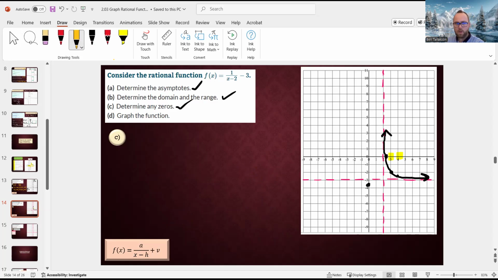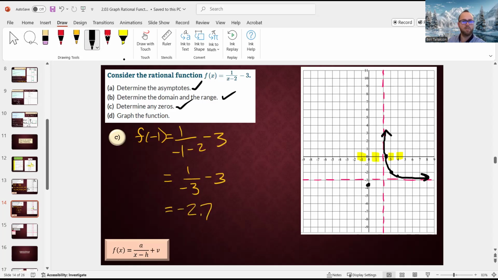Okay, I'm gonna go ahead and pick 1 and negative 1. So I'll start with negative 1. Negative 1 minus 2, there we go. We get 1 over negative 3 minus 3. What does that give us? 1/3 minus 3. That's negative 2.7 about. No, yeah, we'll just say 2.7.